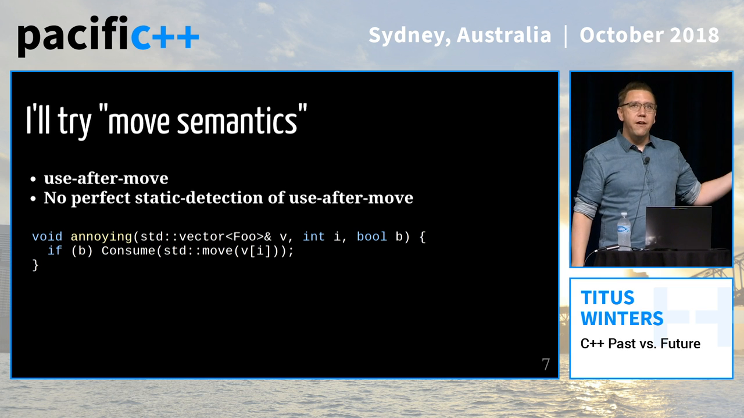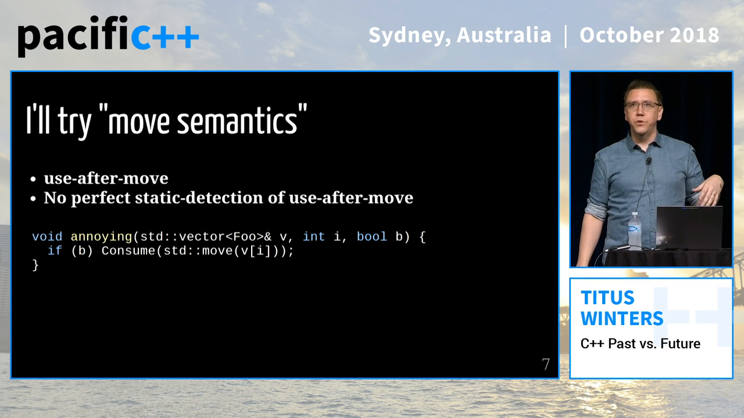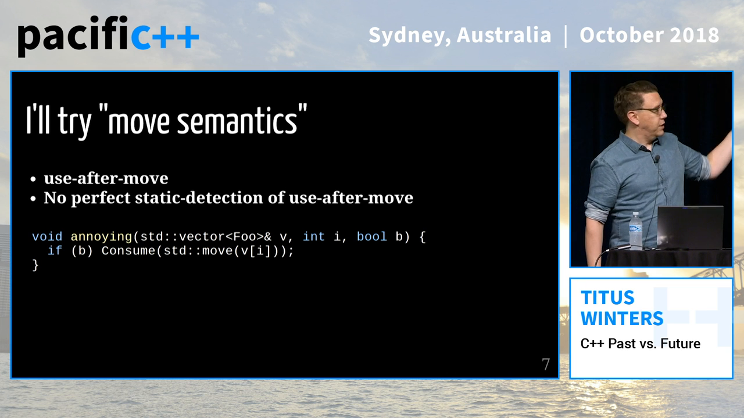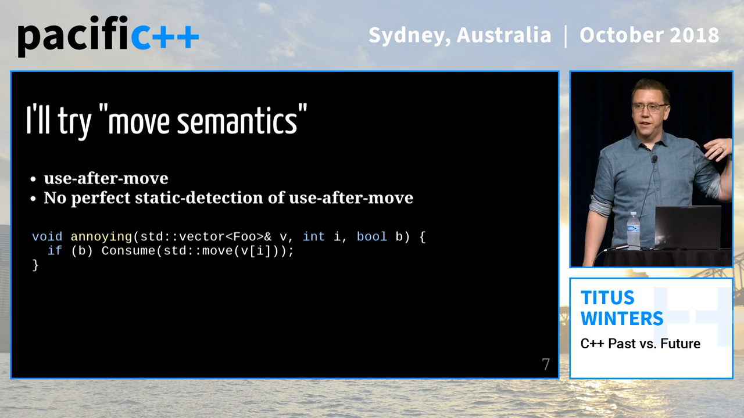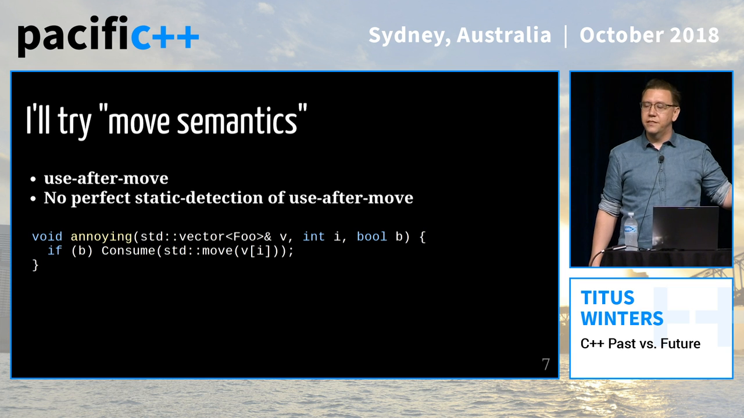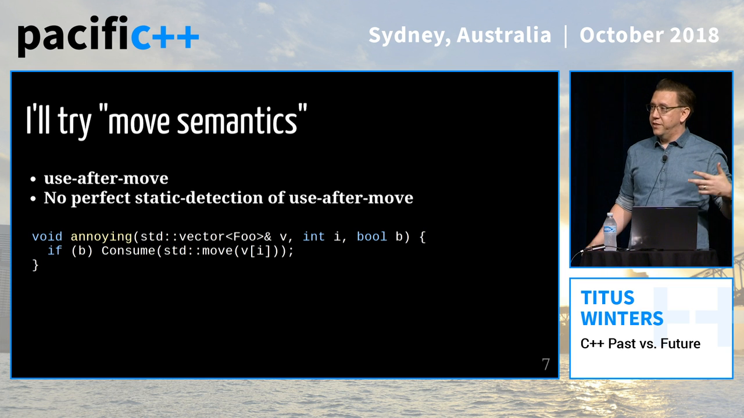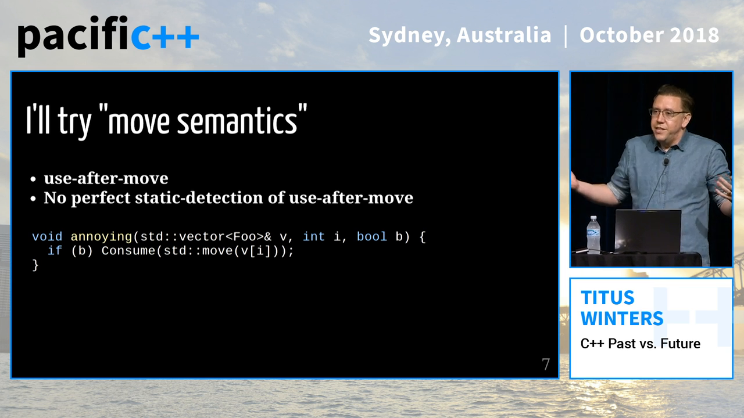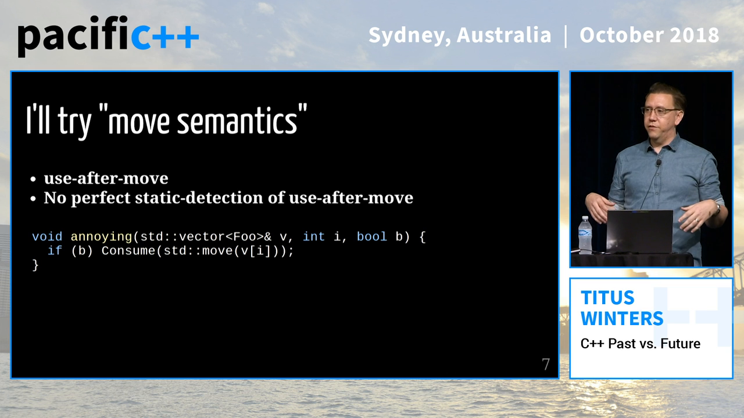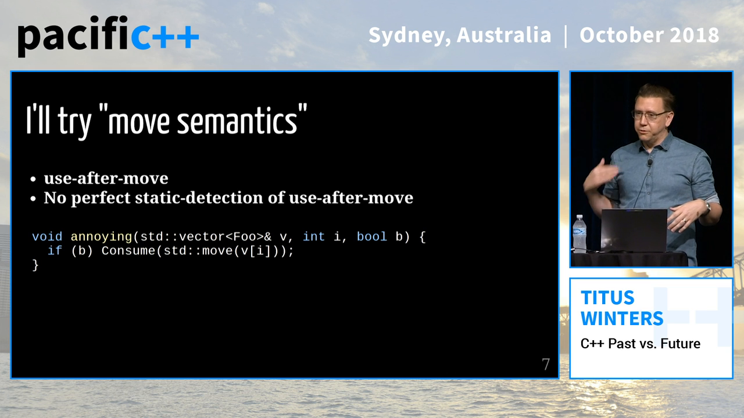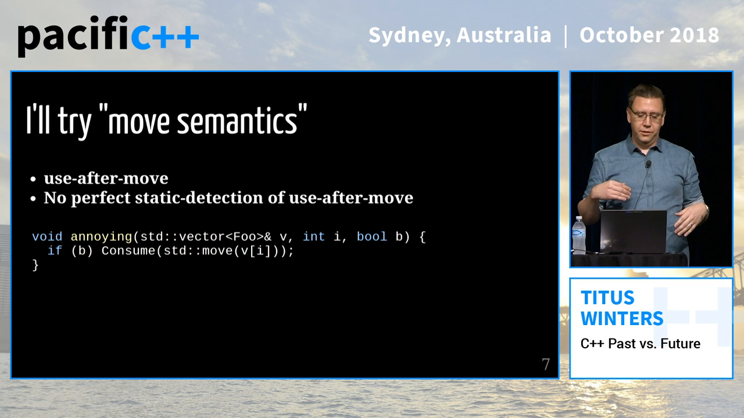There will never, ever be perfect static detection of use after move because of a function like this, right? This is a function that takes a vector by reference, an offset, and a Boolean, and based on these runtime things, conditionally moves one element out of that vector. Right? Static analysis literally has no chance.